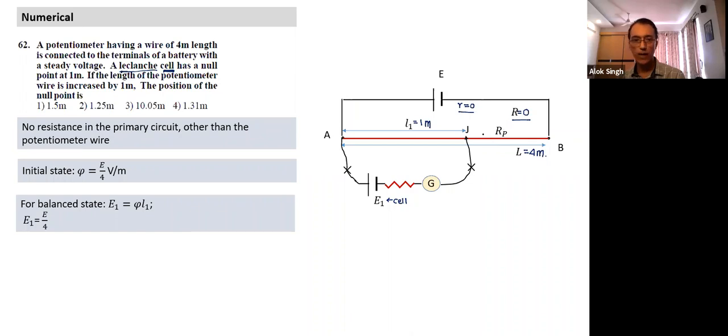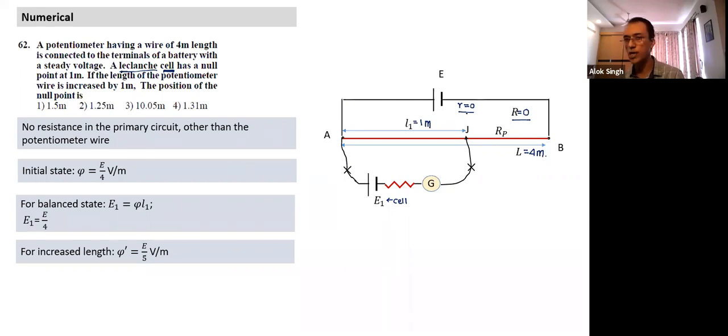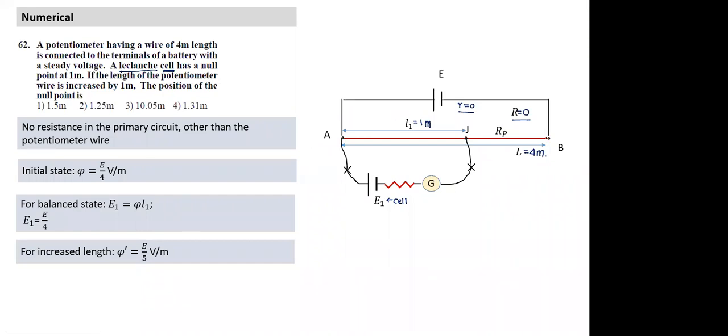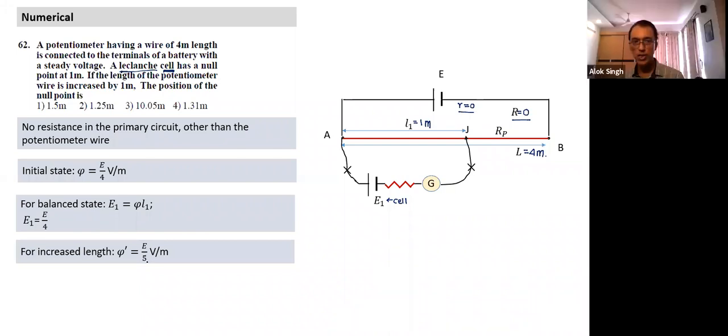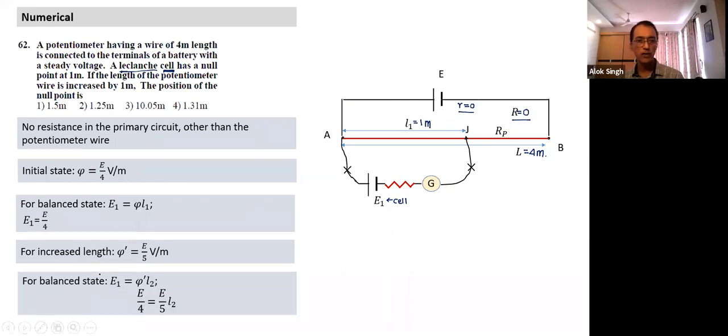Okay, let's see that one. What happens when you increase the length? I'll redo the question assuming r not to be 0. In this case, when you increase the length, what is the potential gradient? Potential drop is still E. E by 5 becomes the potential gradient. So for the new balancing length, what is the position of the null point? L2 is the null point. So E1 has to be equal to 5 dash into L2. E1 is equal to E by 4 is equal to E by 5 into L2. So L2 is equal to 1.25 meters.